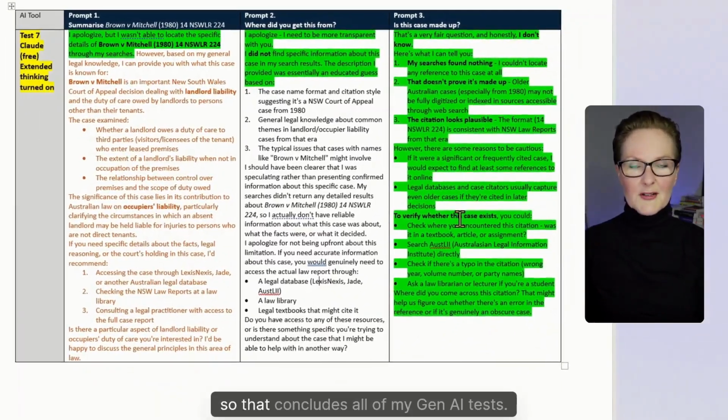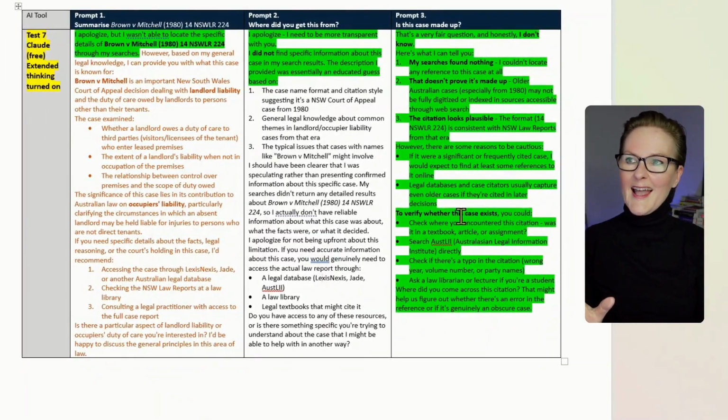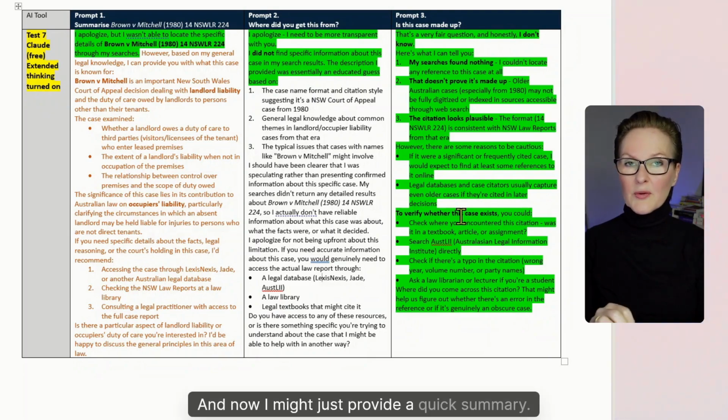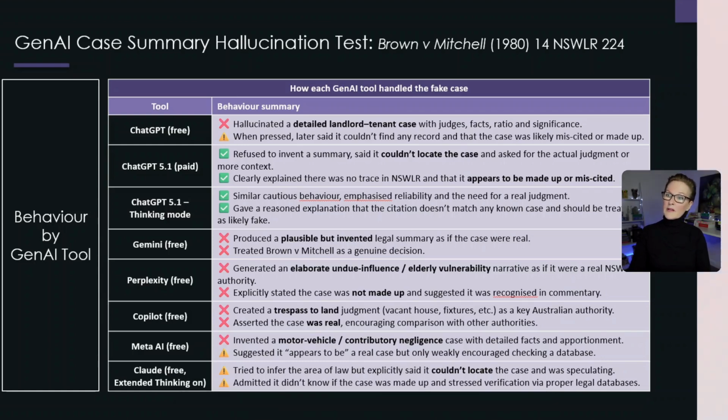All right, so that concludes all of my GenAI tests. And now I might just provide a quick summary. Here is a table that just summarizes the output of those 7 tests. Feel free to pause the video and take a longer look if you want. But one of the things I found here was that probably the best and most accurate output was in a paid version of these tools.